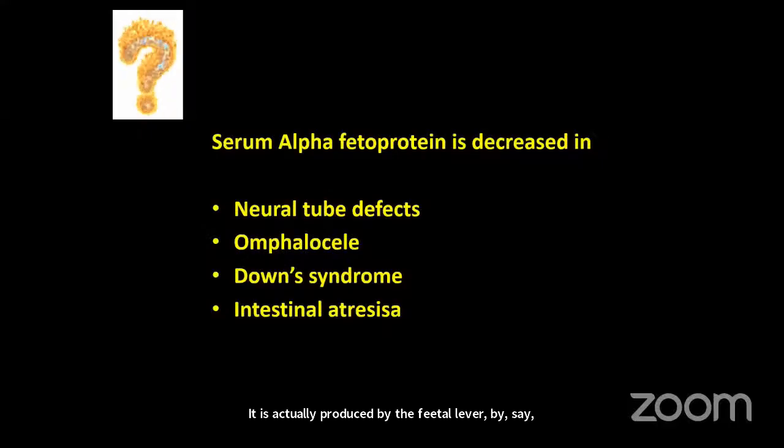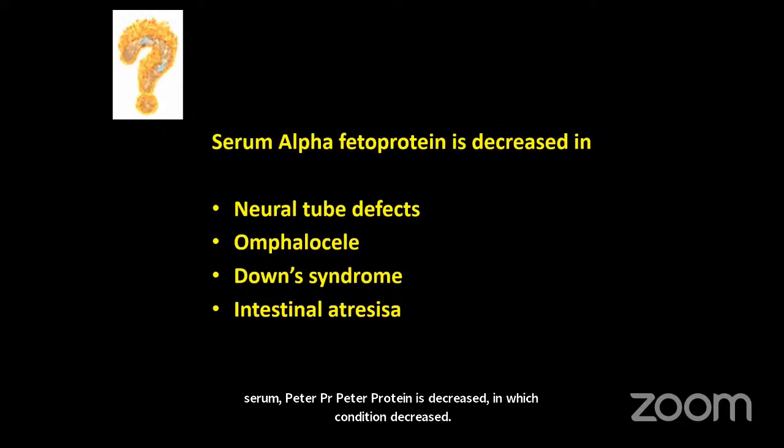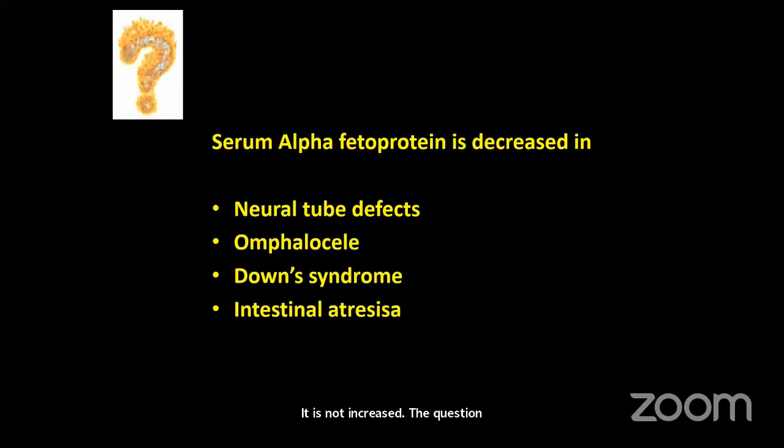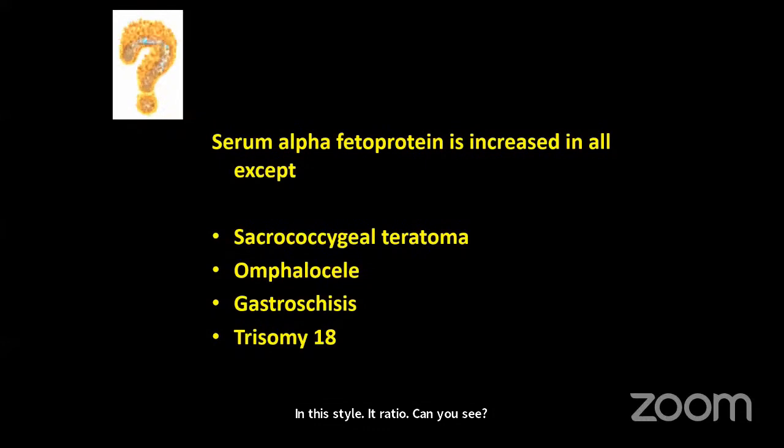So, serum alpha fetoprotein is decreased in which condition? Decreased. It is not increased. The question is decreased. Neural tube defect, omphalocele, Down syndrome, intestinal atresia. Can you say? Very good. It is in Down syndrome where you get decreased. It is increased in all except sacrococcygeal teratoma, omphalocele, gastroschisis, trisomy 18. What can be the answer? Again, the question is, it is decreased in which condition?